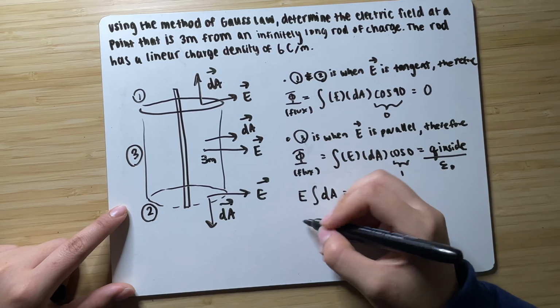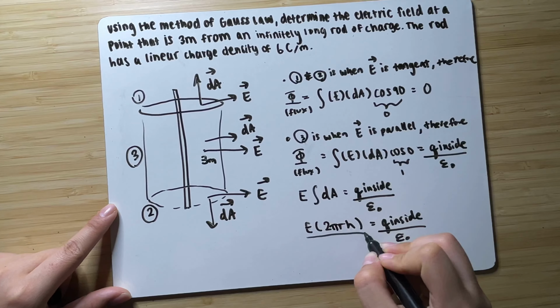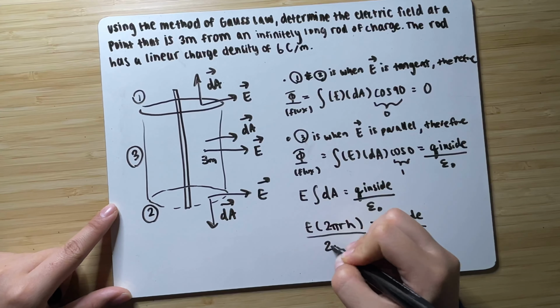Okay, now E is still not isolated, so we have to isolate E. In order to do that, we divide everything. We divide both sides by 2 pi r h.